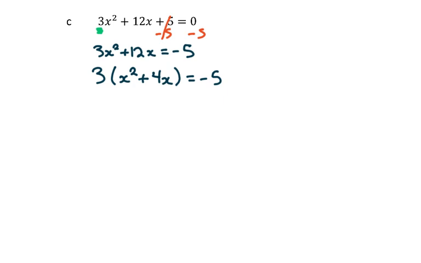Next, we'll go to completing the square. So we'll take the coefficient on the x, that's the 4, whack it in half, we get 2. That 2 we will square, and we get 4. That 4 is what needs to get added to both sides.